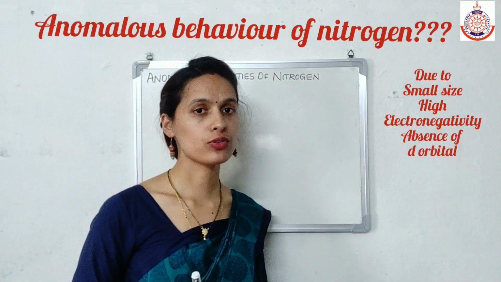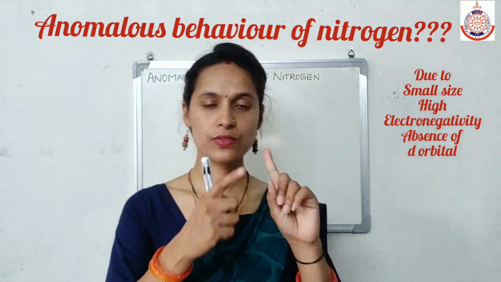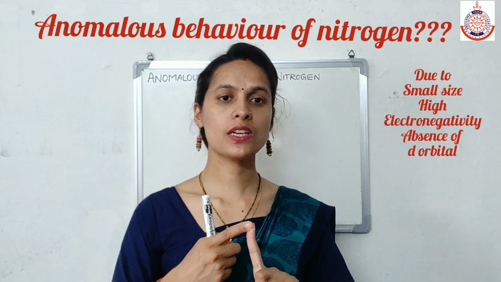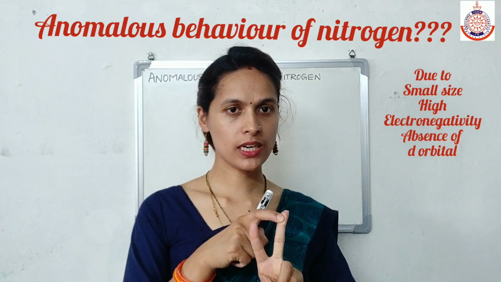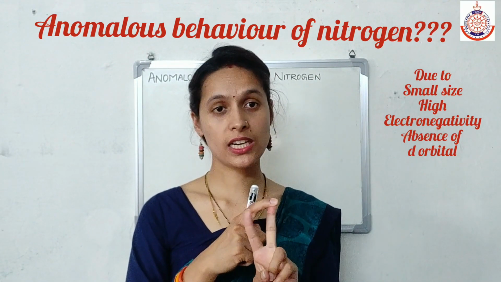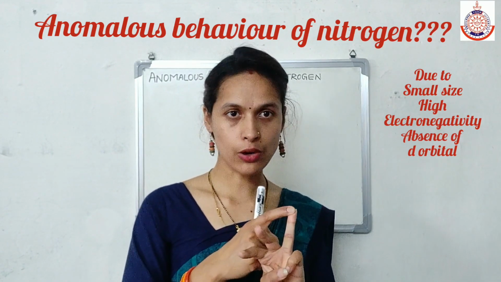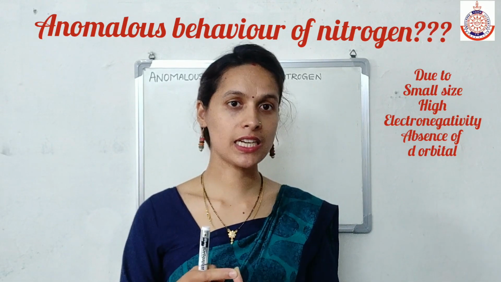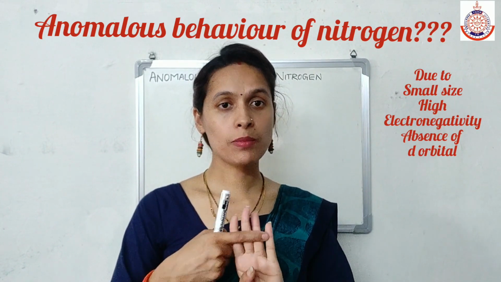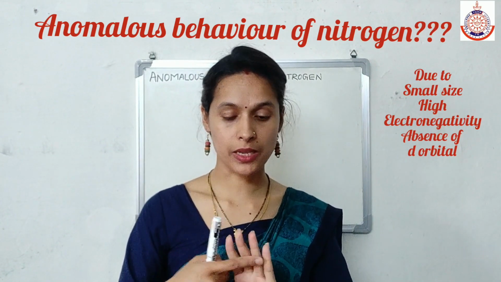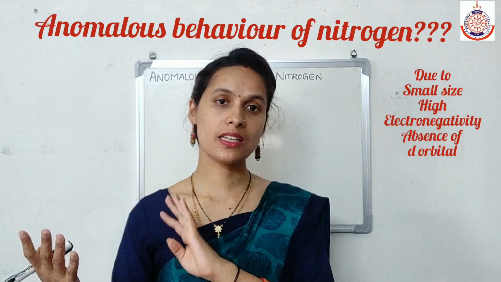Nitrogen. That is why nitrogen behaves differently as compared to other elements. The reason behind this is, first one, its small size. The size of nitrogen is very small as compared to the other elements. Second one, its electronegativity. Nitrogen is highly electronegative as compared to the other ones. Third one is the absence of d orbital. Means in other elements we have vacant d orbital, but in nitrogen we don't have vacant d orbital. And fourth one, because of its high ionization enthalpy. So because of these four reasons, nitrogen behaves differently from the other elements.